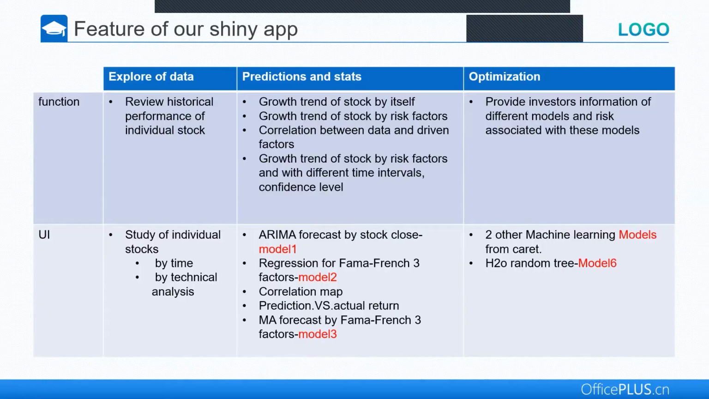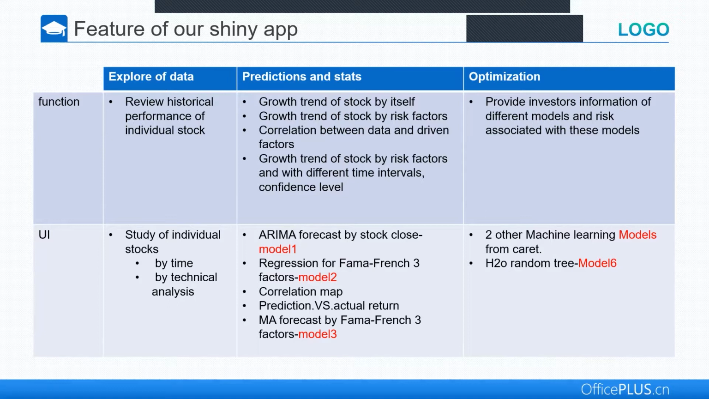So about our model, the functions can actually be divided into three parts. The first part is exploring the data. It shows all the historical performance of individual stocks. Then there are the predictions and the stats. For the prediction, we actually use three models. One model is the ARIMA forecast. The other model is the linear regression of the Fama-French three factors. And the third model is the moving average forecast by Fama-French three factors.